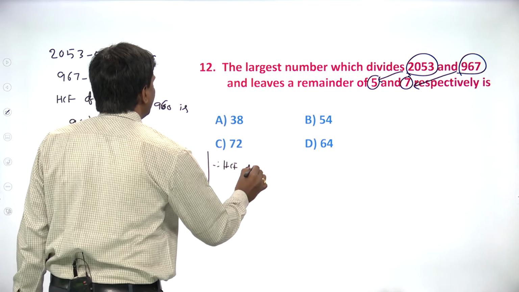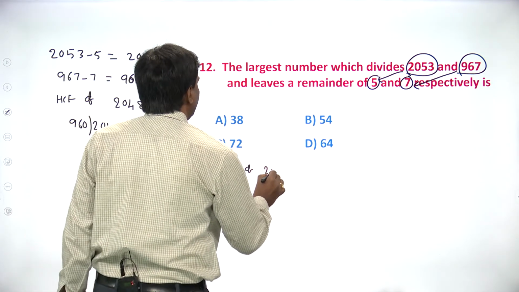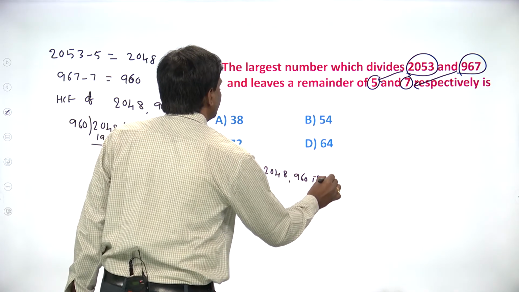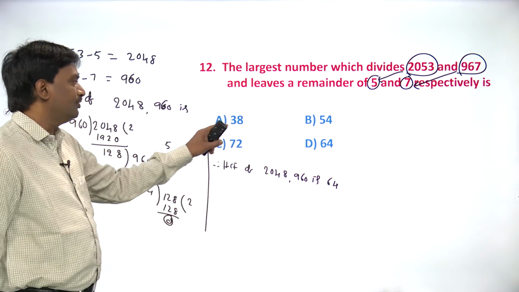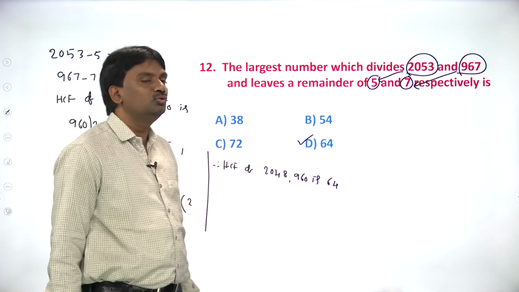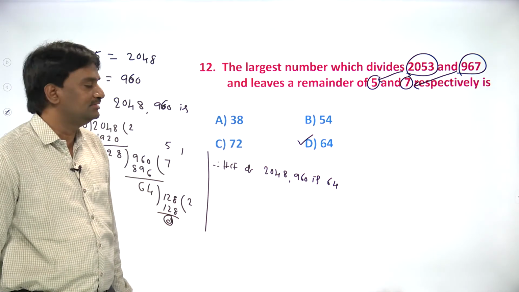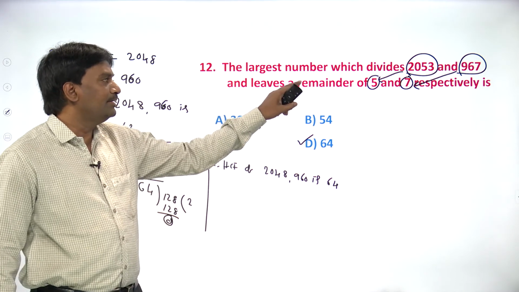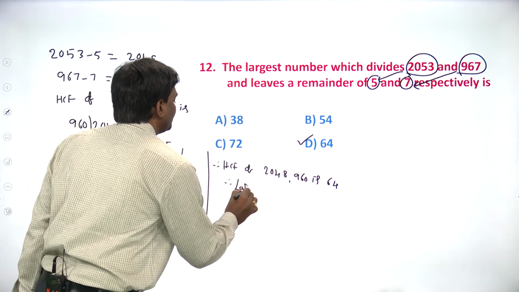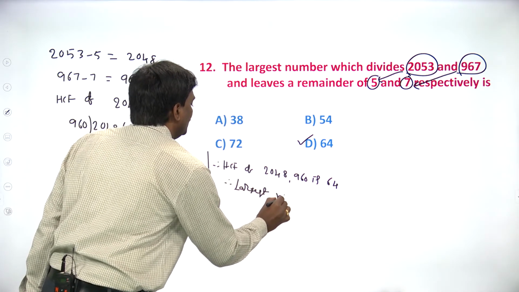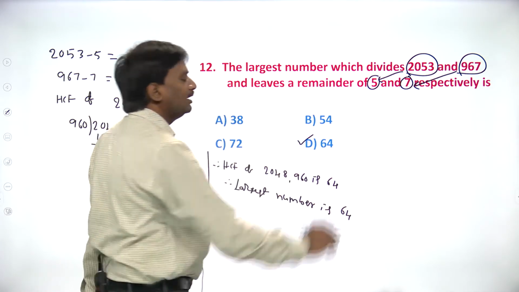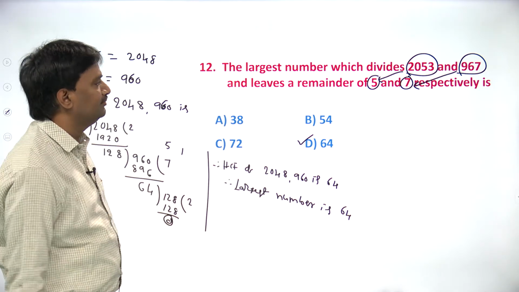HCF of 2048, 960 is 64. By observing the options, we have 64 in option D. So the largest number which divides 2053 and 967 such that it leaves the remainder 5 and 7 is 64. So we can take option D as the correct option for the given problem.